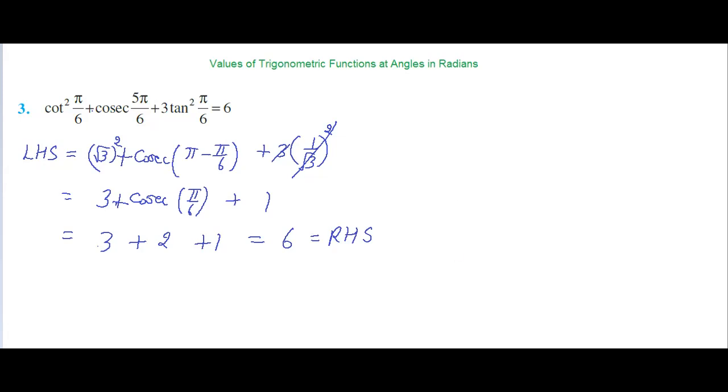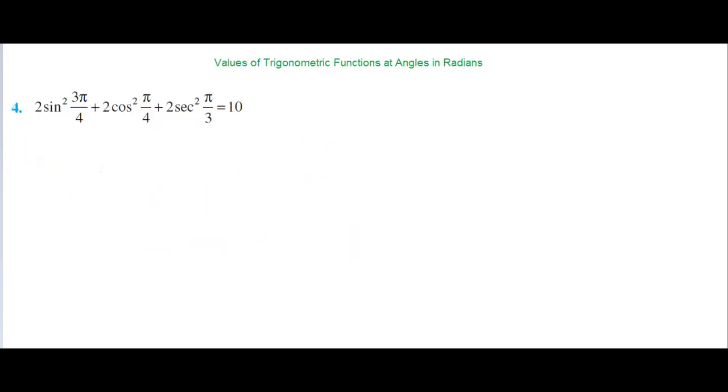So next I open. This is again the problem, one more problem left of the same kind. Here left hand side is equal to 2 times square of sine of 3 pi by 4, can be written as pi minus pi by 4. Sine 180 degree minus theta form. 2 times this is square of cos pi by 4. Cos pi by 4 means cos 45 degree, 1 by root 2.